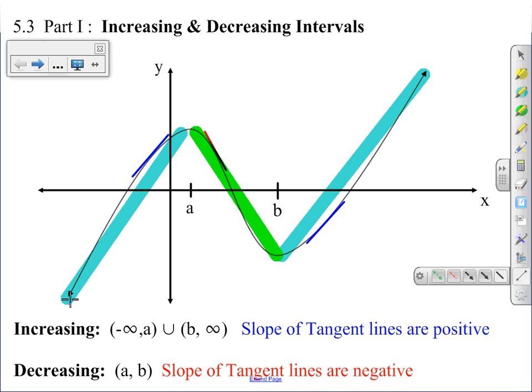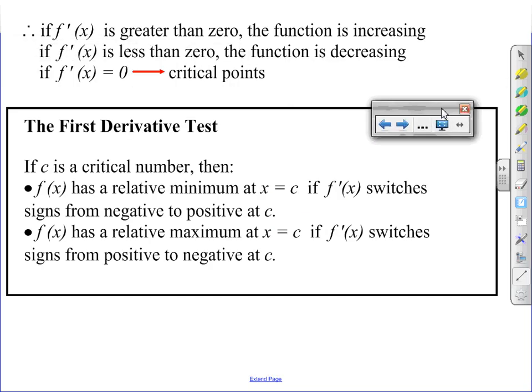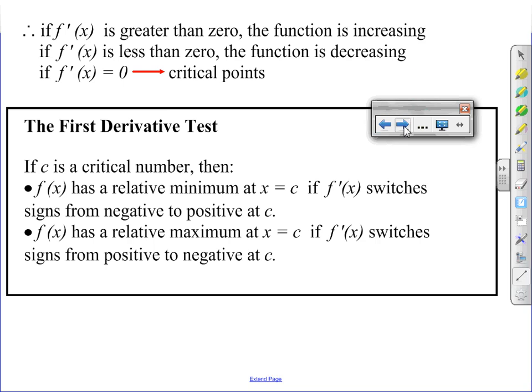And we should also note that at the point where it changes, we end up with a horizontal tangent line, which means where it's zero. So that is what we call a critical point, where the derivative is zero. And that's the first part of 5.3. And you can see there are some basic conclusions that we can make, that if the derivative is positive, that means it's increasing, so that's where we get the blue sections. If the derivative is negative, then we get the decreasing, which is the green. And if it's zero, we get the critical points.